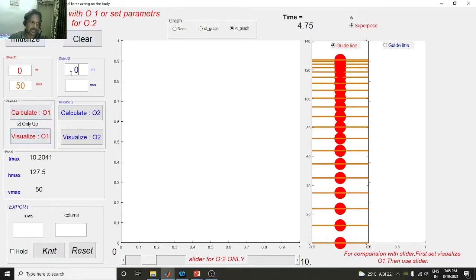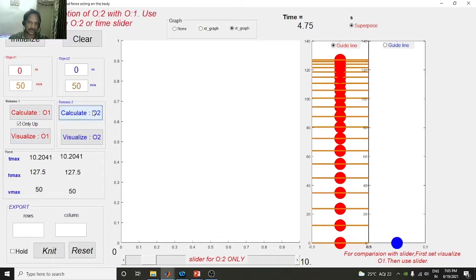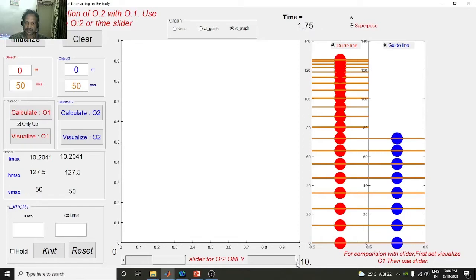Let us see it in much slower motion. For that, I have put an object at ground level, and I will also throw it up with 50 meter per second, but this time I will use a time slider to observe the position. So this is at ground level. This is after a time of 0.25 seconds, 0.5 seconds, 0.75. Now progressively we can see the distance between two successive time intervals is decreasing.